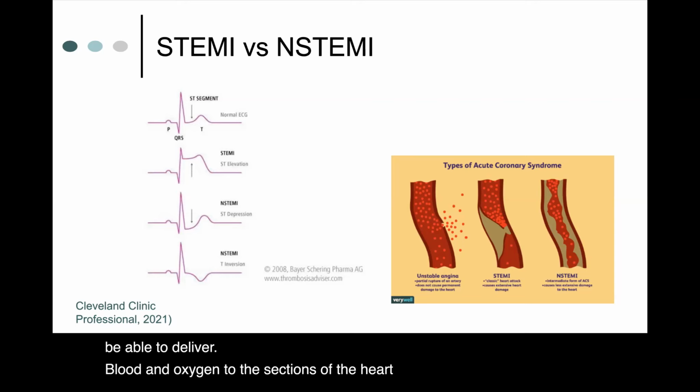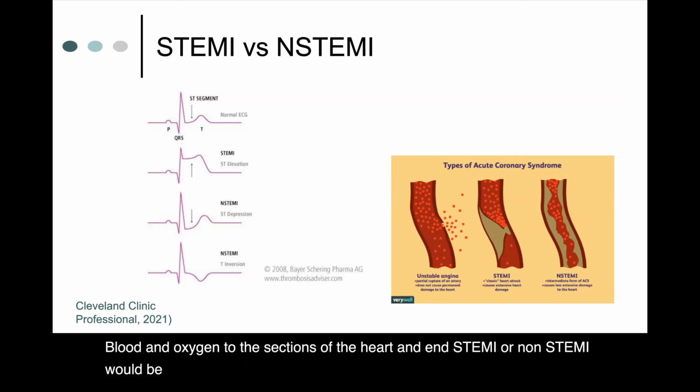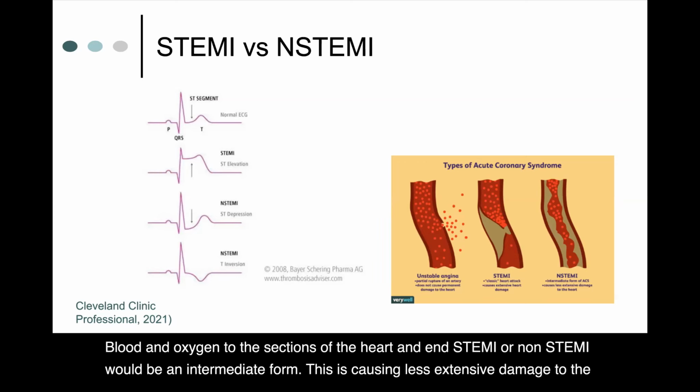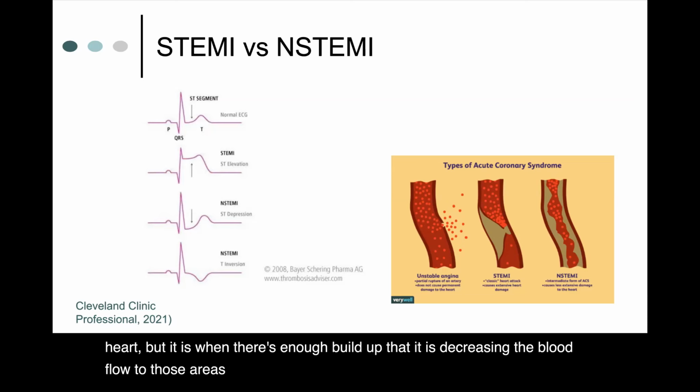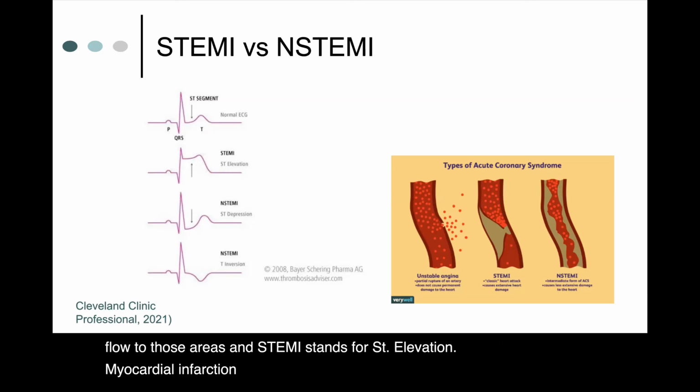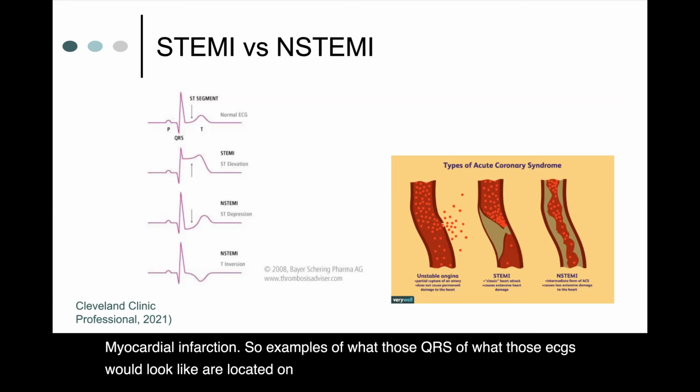An NSTEMI or non-STEMI would be an intermediate form. This is causing less extensive damage to the heart, but it is when there's enough buildup that it is decreasing the blood flow to those areas. And STEMI stands for ST elevation myocardial infarction. So examples of what those ECGs would look like are located on the left here.